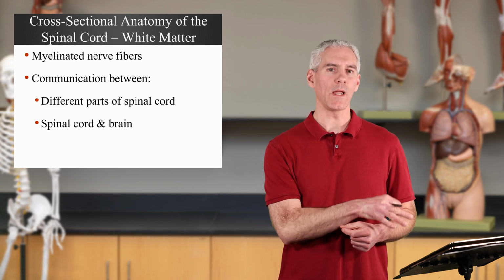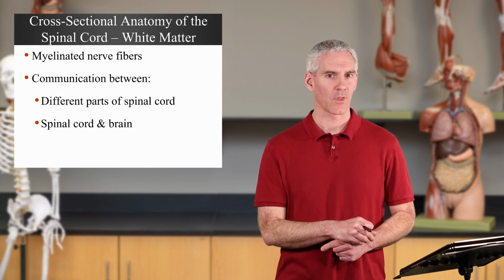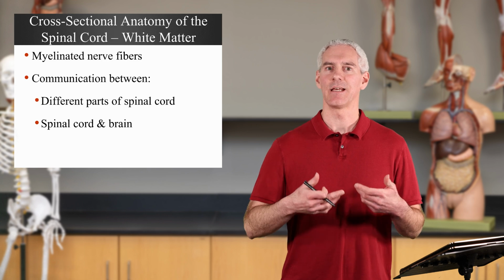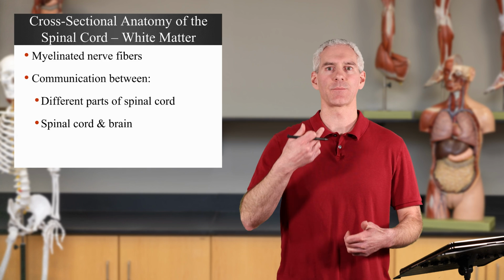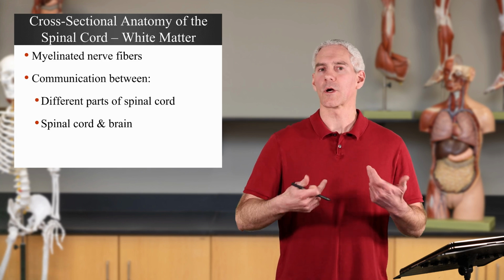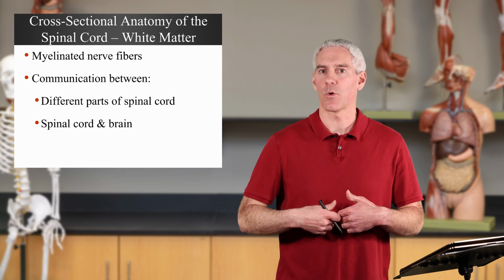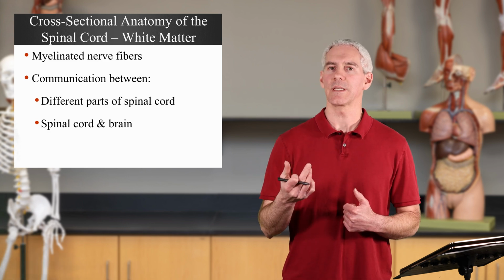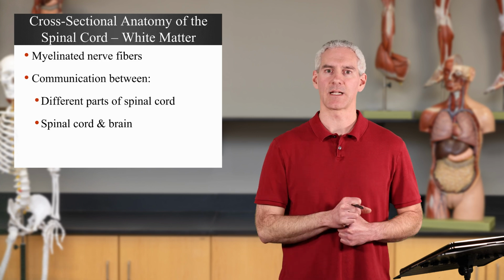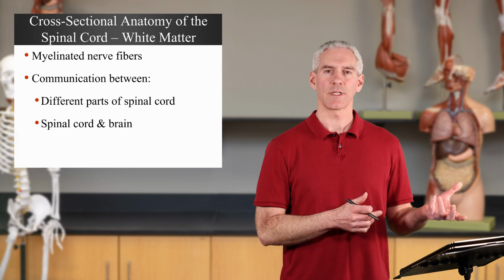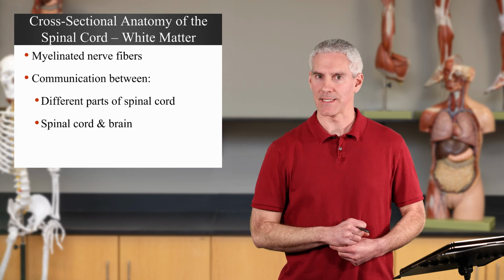So when we start looking at the white matter of the spinal cord, we're primarily looking at neurons that are traveling up and down the spinal cord, connecting from cervical to lumbar, or traveling from the spinal cord up into the brain. We're looking at more long distance transmission, not little tiny hops from one side to the other side. So we're looking at more white matter going up and down.